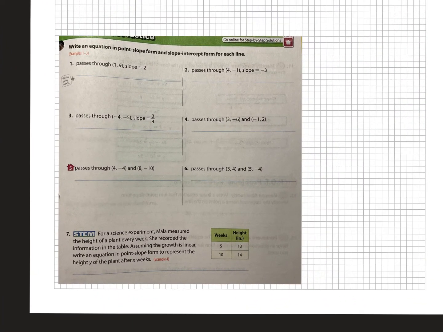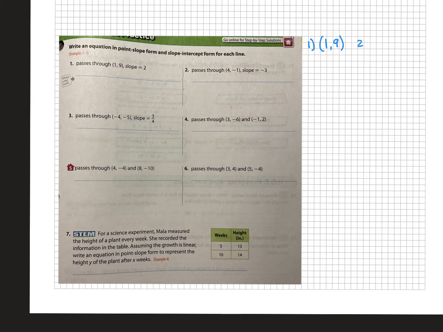All right, homework for tonight, these ones. All right, number 1. It goes through (1, 9) and it's got a slope of 2.